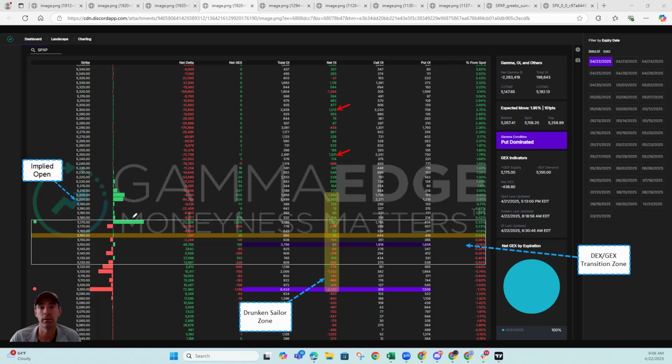Transition is below us, so that can be supportive if we do see any pullback. We would need to hold that 51.75 level. If we start getting into transition, we'd indicate a significantly more choppy price action type day.